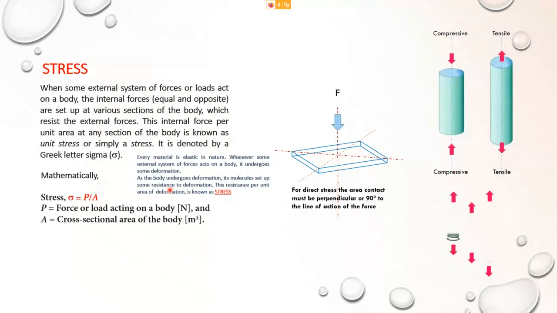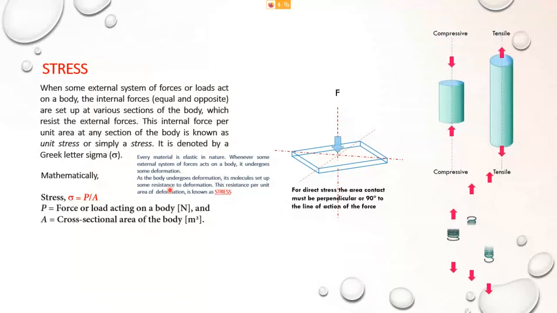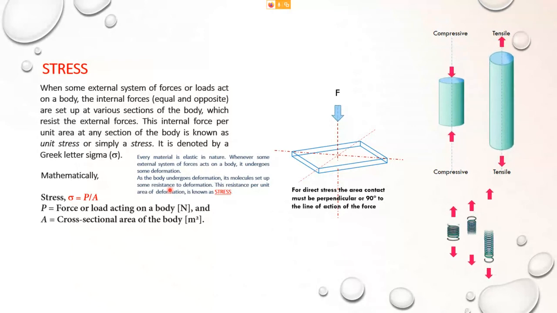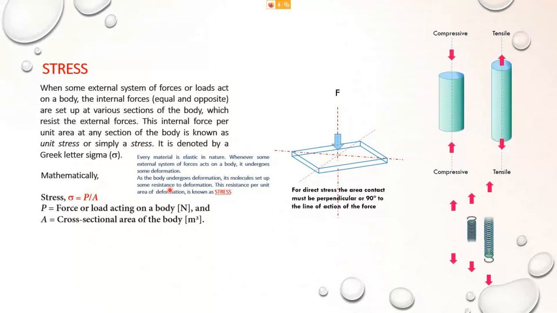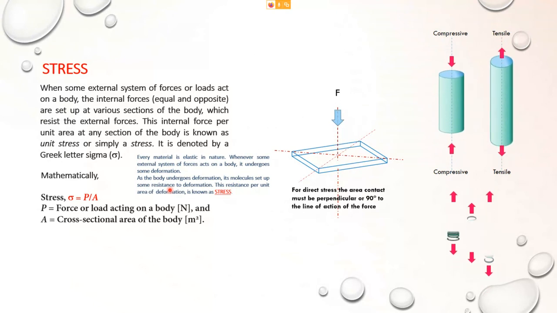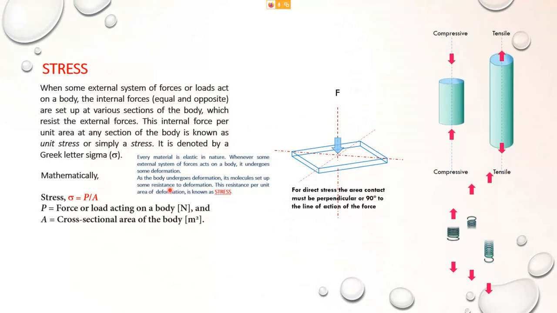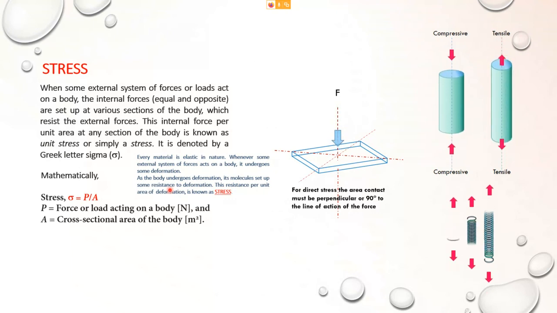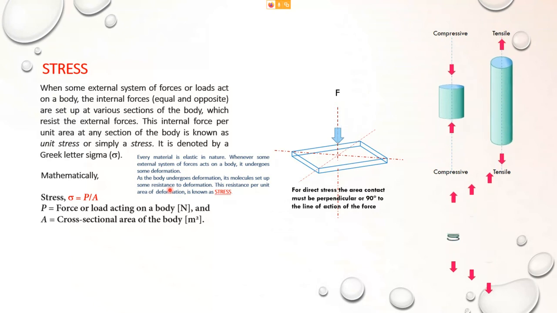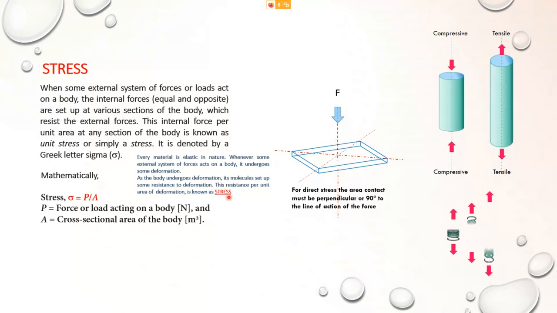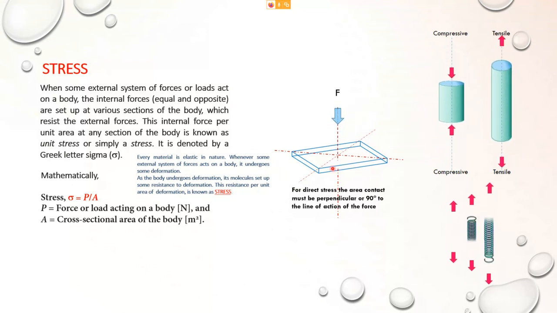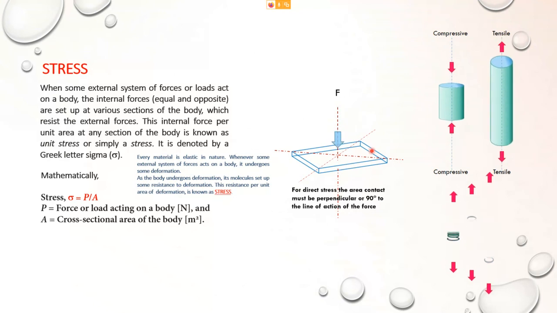So therefore, the object itself will induce, that means produce internally, an internal resistance towards the external applied force. This internal resistance that the object induces over the area gives you what we call stress. So simply we say force over area gives us stress. Okay, everyone?